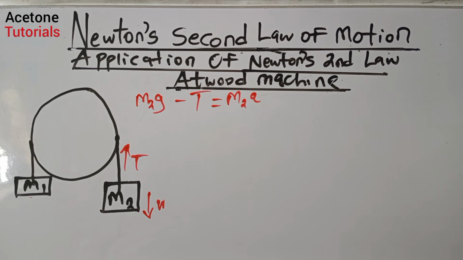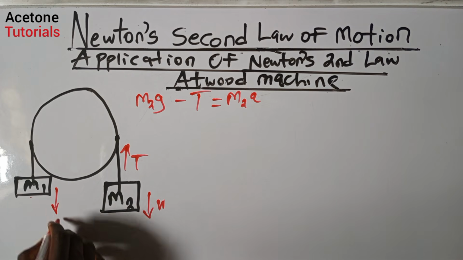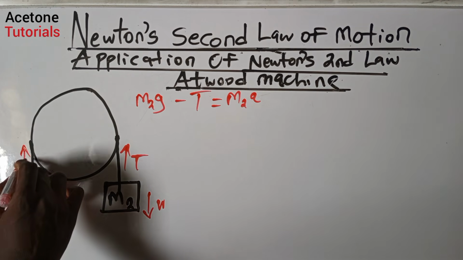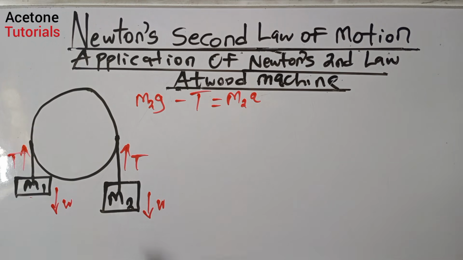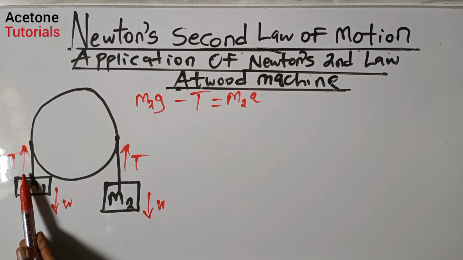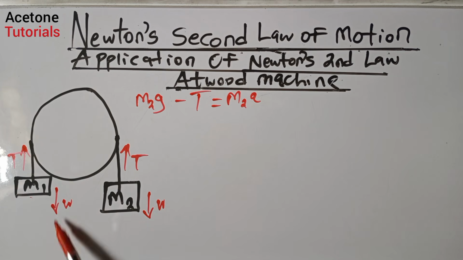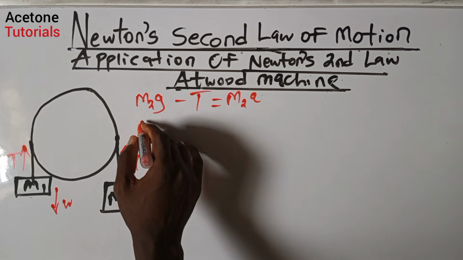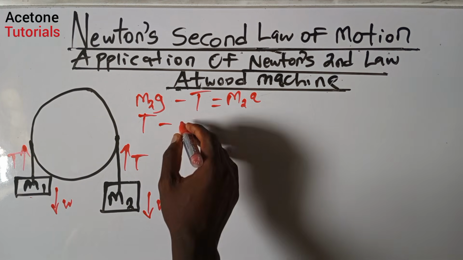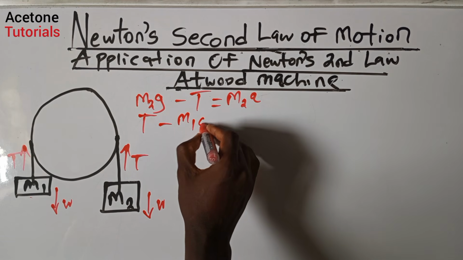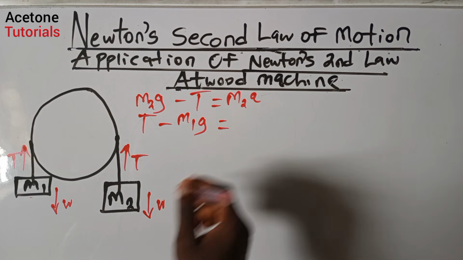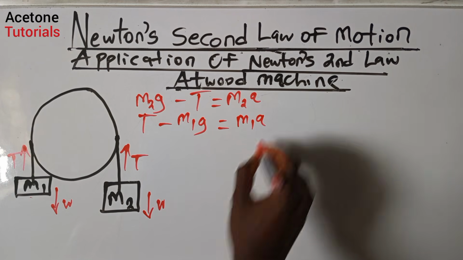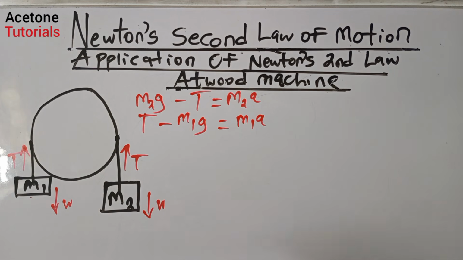For this one also, two forces are acting on it: the weight, which is downward, and the tension, which is upward. Now remember that if this is moving downward, this is moving upward. So the tension is greater than the weight of m1. So the net force on m1 will be the tension minus the weight, m1g, equals m1a. So that's the net force for both of them.